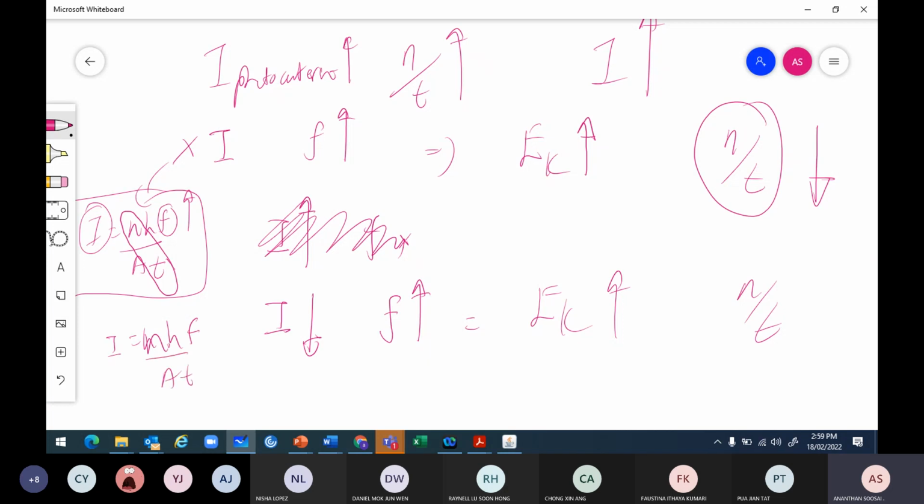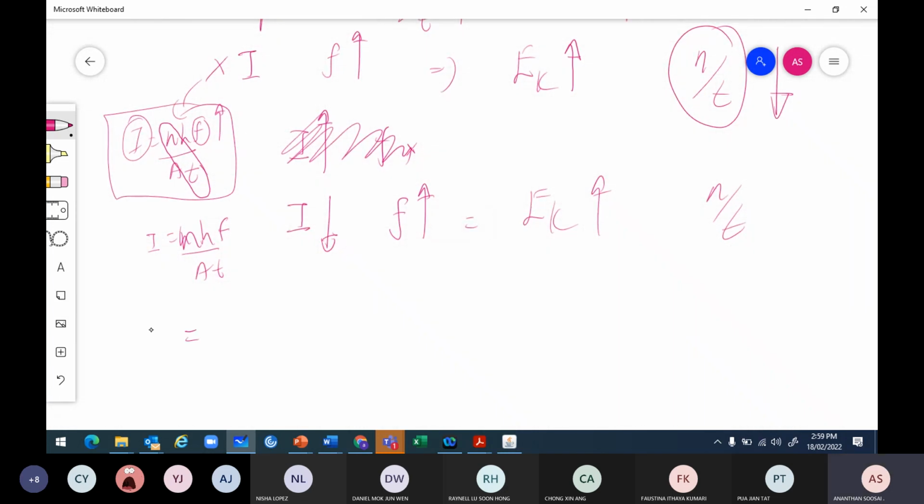NHF over AT, right? So make N over T the subject, so it's going to be IA over HF, right? Intensity gets smaller, frequency increased. So what happens to N over T? The numerator gets small and the denominator increases, so the total value becomes even smaller, right? So N over T gets smaller.